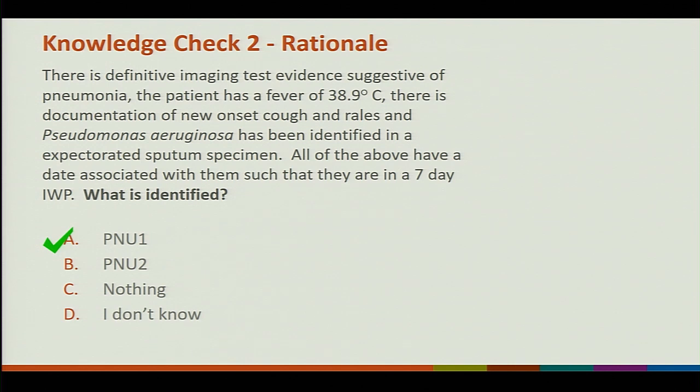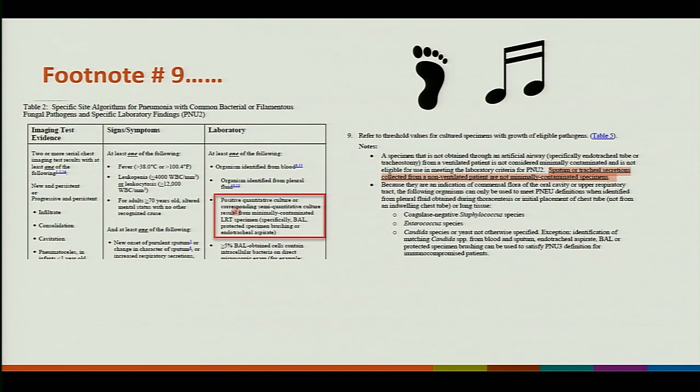Okay. The answer is new 1. Why is that? Because sputum is not a minimally contaminated specimen. You cannot use that to meet new 2, and guess where you would find that out? In the footnotes. We have footnote number 9, which tells you that if it's an expectorated sputum or tracheal secretions, not being collected from a protected airway, an ET or a tracheostomy, the specimen is not eligible. So you cannot meet new 2 with that sputum specimen.